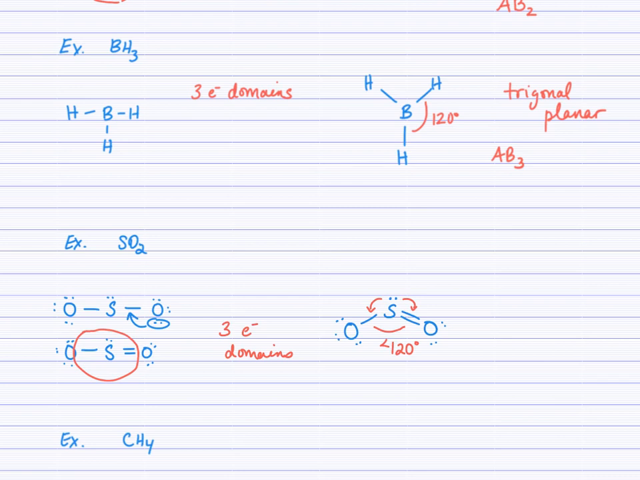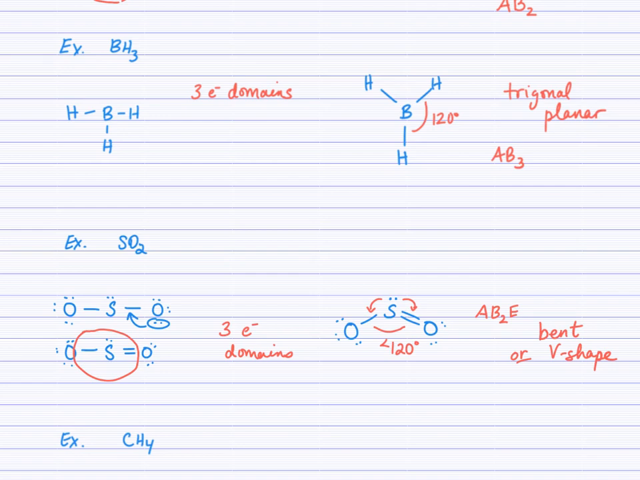So the general form of this, the sulfur is the central atom, that's A. Then we have 2 oxygens, and there's 1 lone pair, so AB2E. This shape is referred to as bent. It's also referred to as V-shaped, so you may see that in some reference.